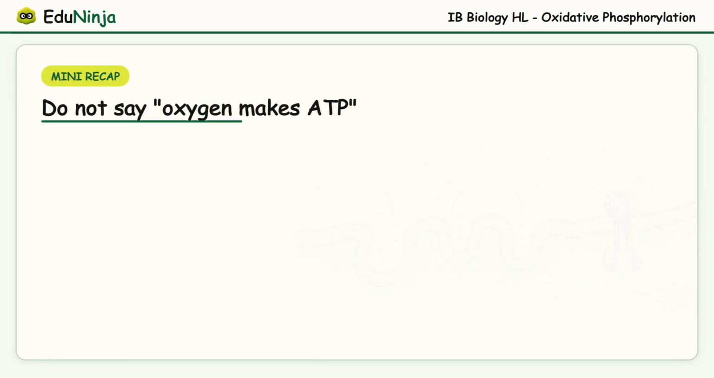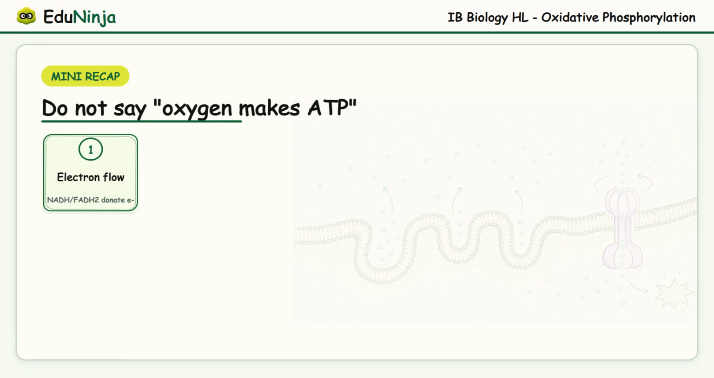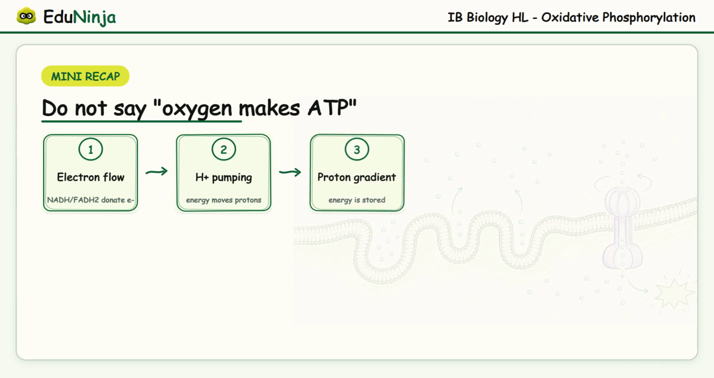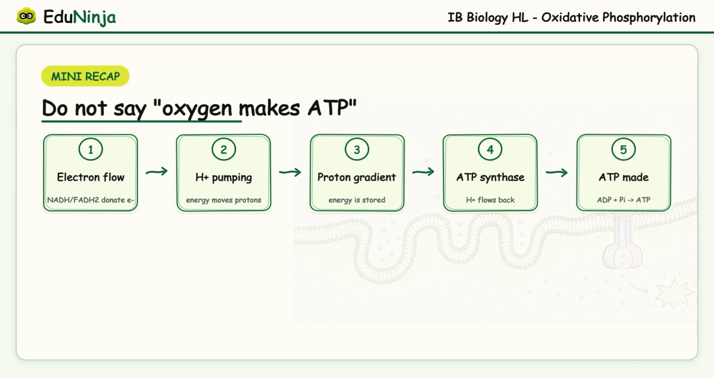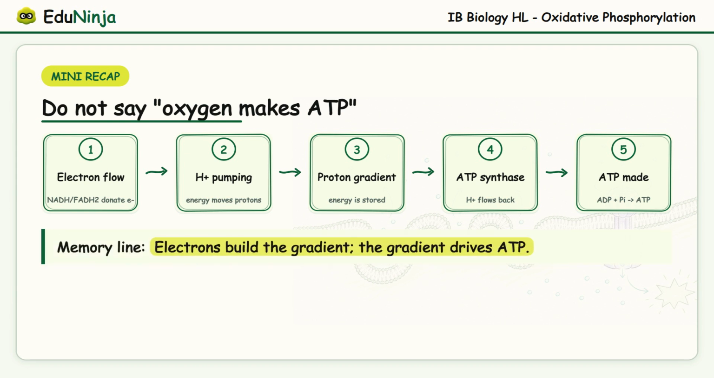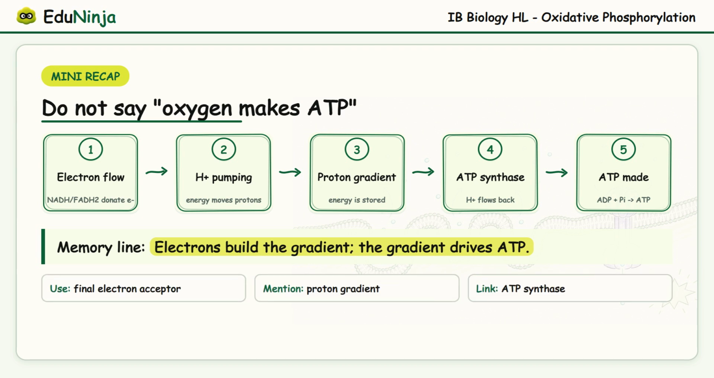Here is the clean version to remember. The electrons enter the chain from NADH and FADH2. Their energy pumps protons. That builds a proton gradient. The gradient drives ATP synthase, and ATP is made from ADP and inorganic phosphate. The memory line is: electrons build the gradient, the gradient drives ATP. In exam answers, use final electron acceptor, mention the proton gradient, and link the answer to ATP synthase.